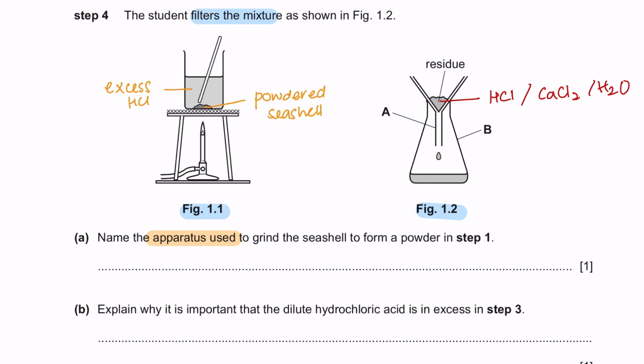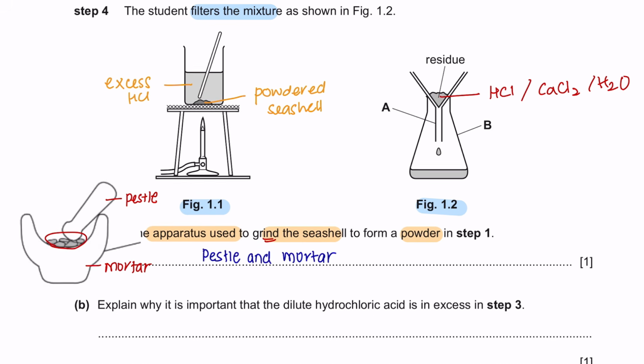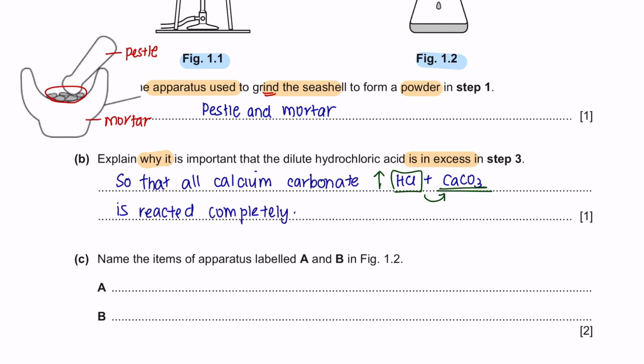Question A. Name the apparatus used to grind the seashell to form powder in step 1. So this apparatus is something that you should know beforehand. You're going to use a pestle and a mortar to crush it. Next, question B. Explain why it is important that dilute hydrochloric acid is in excess in step 3. If HCl is added in excess, it's because we want all the reactants of calcium carbonate to react completely. This is quite a famous question that will always be asked in also paper 4 and paper 6.